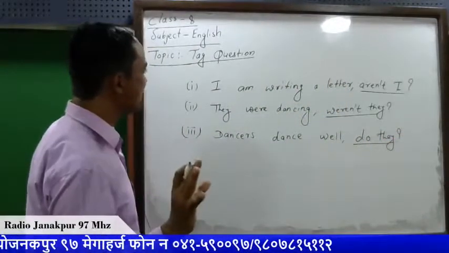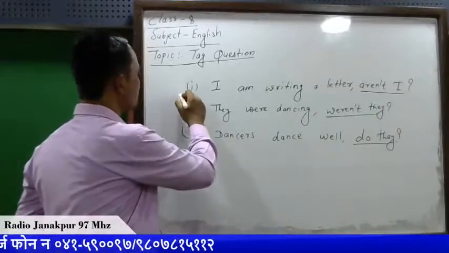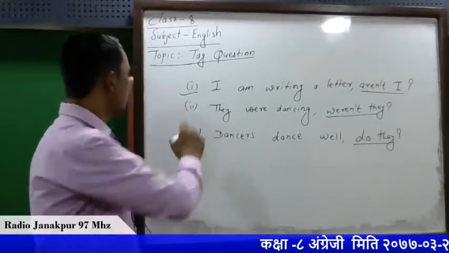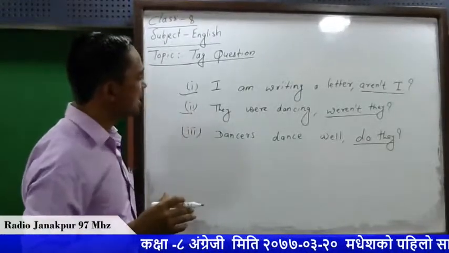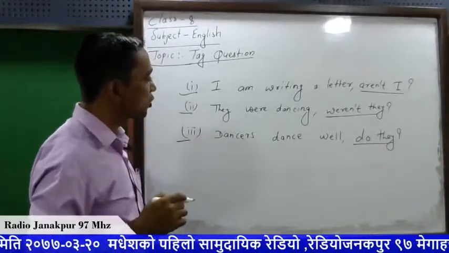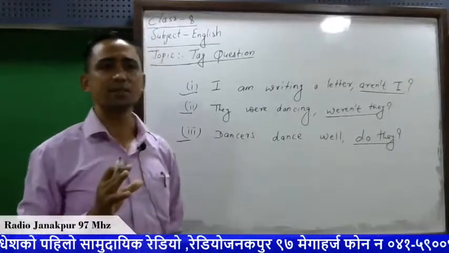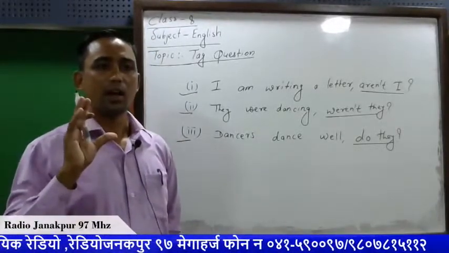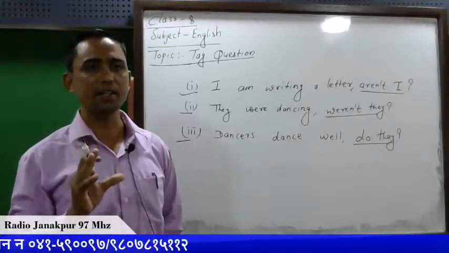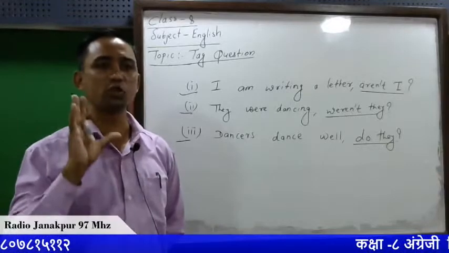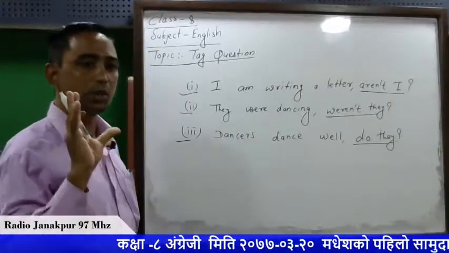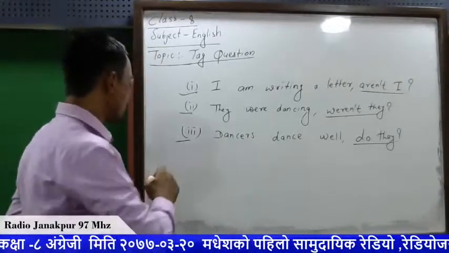Here are three sentences. Look at the first sentence: I am writing a letter, and the question tag is aren't I? Number 2, they were dancing, weren't they? And number 3, dancers dance well, do they? Now, my dear students, you might have studied the auxiliary verbs in class 6 and 7, and you know that there are 24 auxiliary verbs in English grammar. Let's look at those auxiliary verbs first.